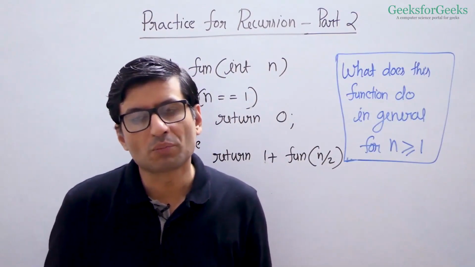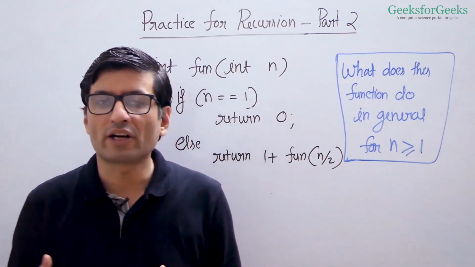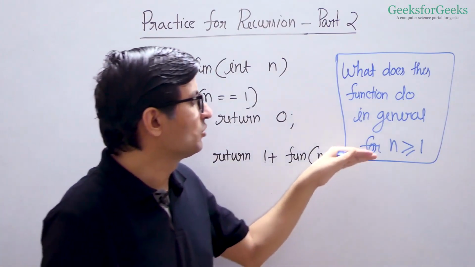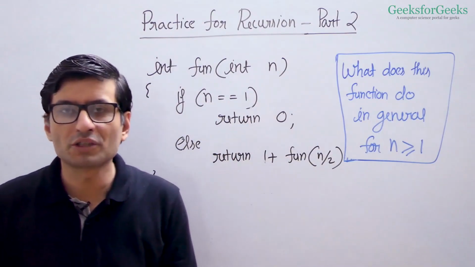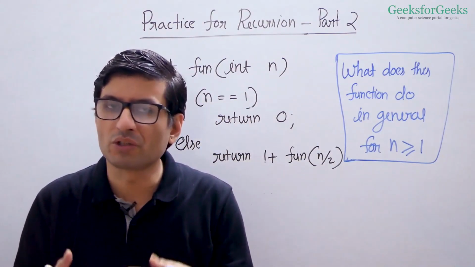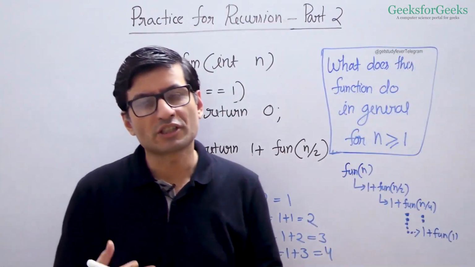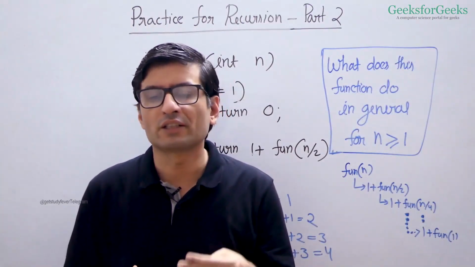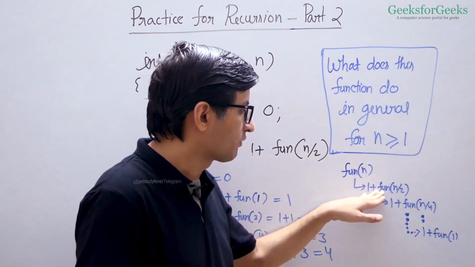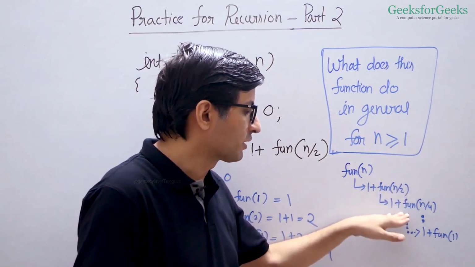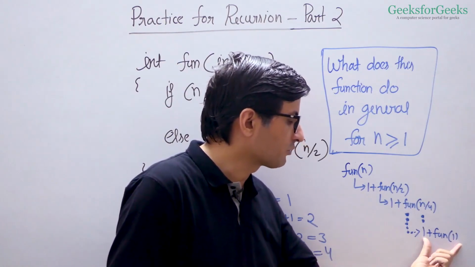So we have seen the output for n equal to 16. Now please pause this video and try to guess what this function does in general where n is greater than or equal to 1. If we always pass a number which is greater than or equal to 1, what does this function return mathematically? Let us first understand the working of this function when n is a power of 2. You will call for fun n, it will call 1 plus fun n by 2, then 1 plus fun n by 4 and so on, and ultimately it will call 1 plus fun 1.